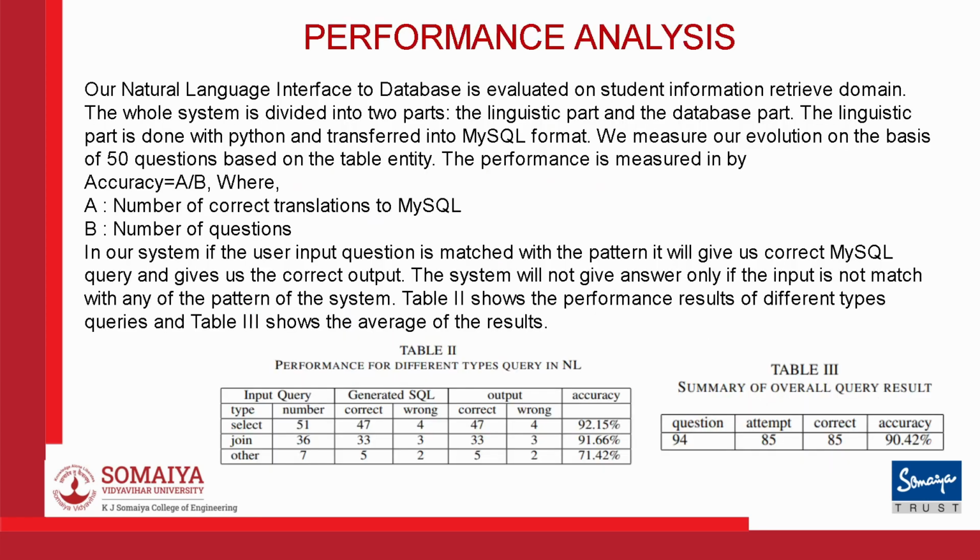The next is the performance analysis. Now our natural language interface to database is evaluated on the student information retrieval domain. The whole system is divided into two parts, the linguistic part and the database part. The linguistic part is done with Python and transferred into MySQL format. We measure our evaluation on the basis of 50 questions based on the table entity. The performance is measured by the accuracy, which is equal to A divided by B, where A is the number of correct translations to MySQL and B is the number of questions.